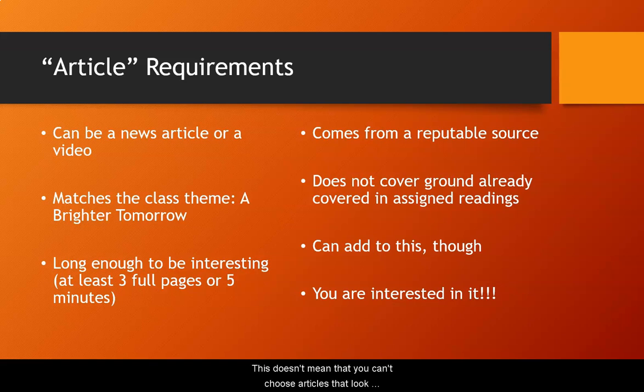This doesn't mean that you can't choose articles that look at potential negatives. It can be good to consider both sides of an issue. Your article needs to be long enough to be interesting. This means that there has to be some meat to it, some detail. Look for articles that include interviews, examples, stories, data, and so on, to support the major claims.